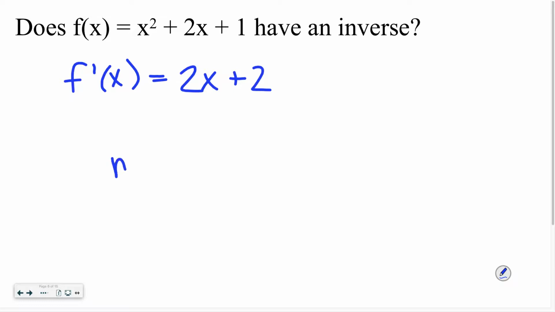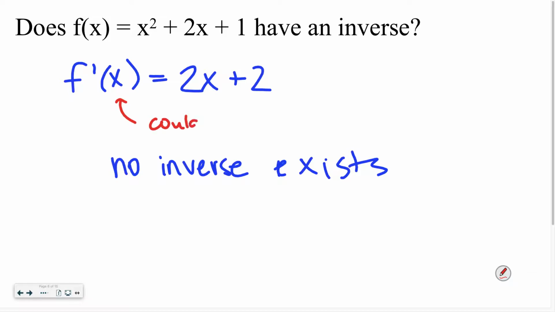So no inverse exists. Okay? Since 2x plus 2 could be negative or it could be positive, we have to be strictly positive for our derivative or strictly negative for our derivative. Okay? So the first part of your homework assignment is you deciding, does it have an inverse or not?